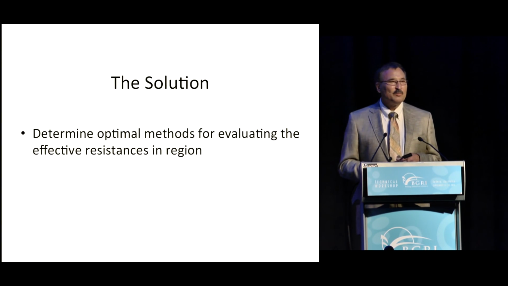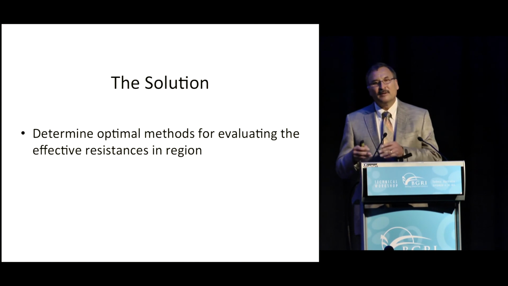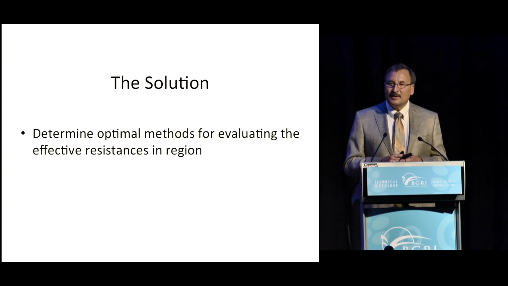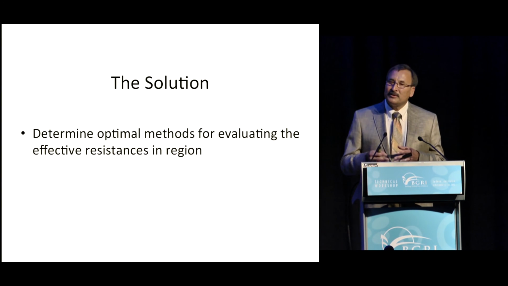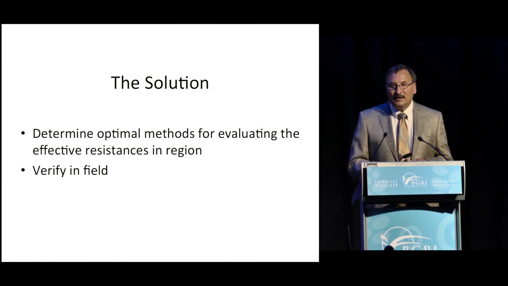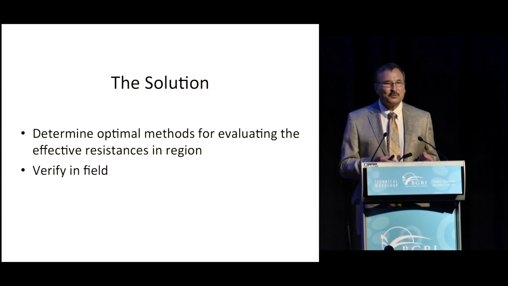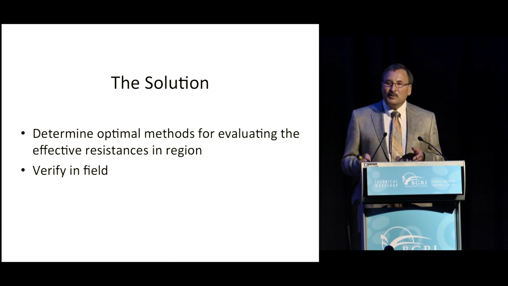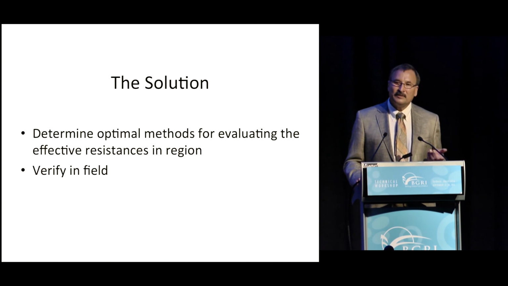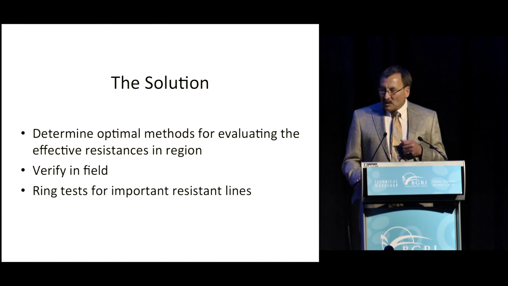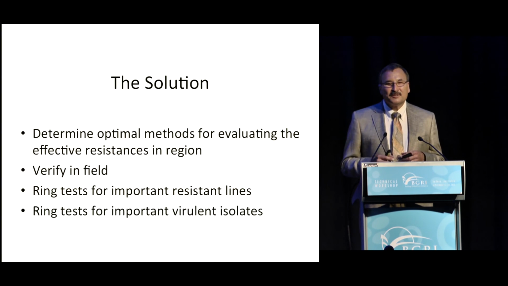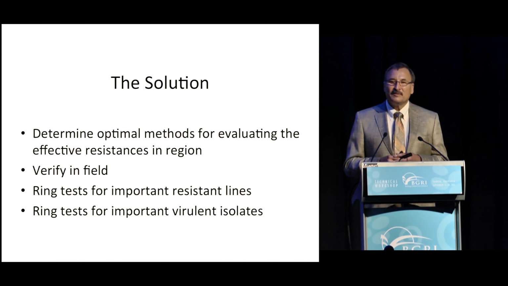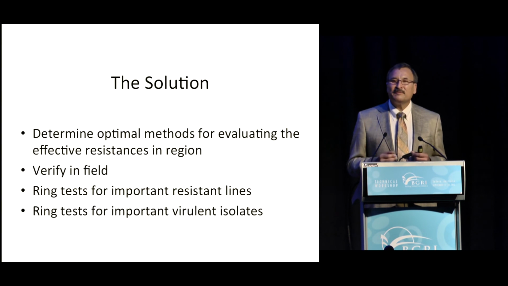So my solution is that we need to determine the optimal methods for evaluating effective resistances in the region. Notice that methods is plural, because if we're working with all-stage resistance and adult plant resistance, we're going to have 2 growth stages. And for the seedling assays, we may need to incubate at more than 1 temperature, because some resistance genes are better expressed at 1 temperature than another. And to be sure that the results that we're getting in our controlled environment agree with the field, we need to do some verification of inoculating isolates on these plants and make sure that we're getting the same result in the field and under controlled environments. So for important resistant lines and important virulent isolates, I would suggest that we do ring tests among the labs working on the same pathogen group and see if the different labs can get the same results for given host pathogen interactions.